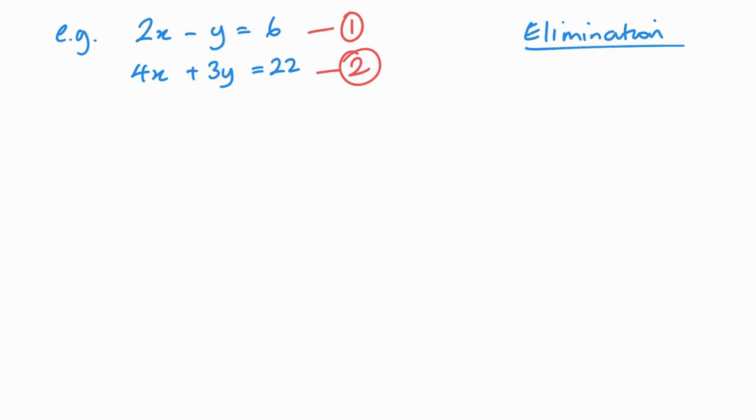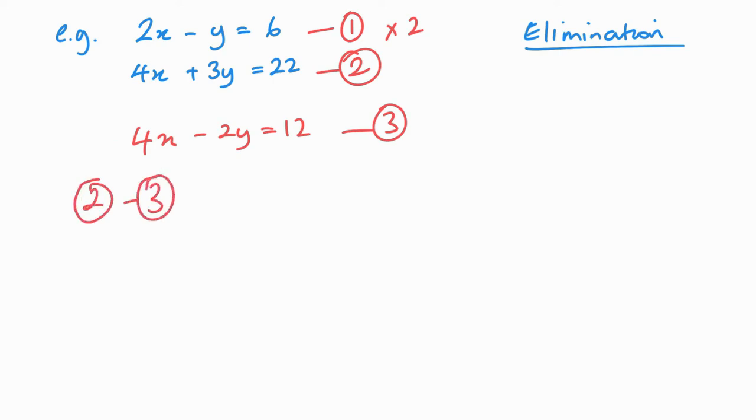So I'm going to start by multiplying this first equation by 2. If I do that, I get 4x minus 2y equals 12. This is now my new equation, so equation 1 is being replaced by equation 3. Looking at these two, the x terms are the same size, and if they have the same sign, then I need to subtract. So I'm going to do equation 2 take away equation 3.